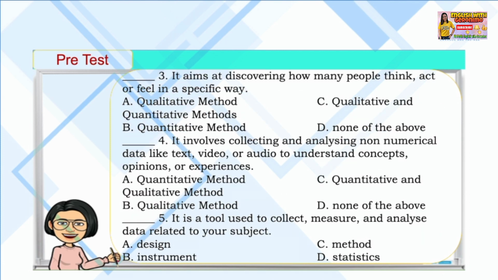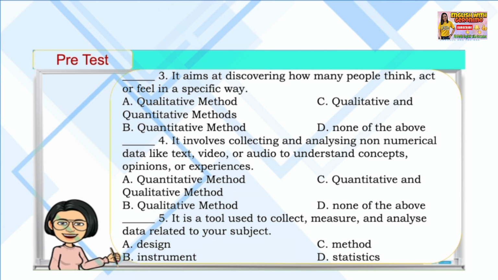Number 3. It aims at discovering how many people think, act, or feel in a specific way. Letter A. Qualitative method. B. Quantitative method. C. Qualitative and quantitative methods. Or letter D. None of the above.